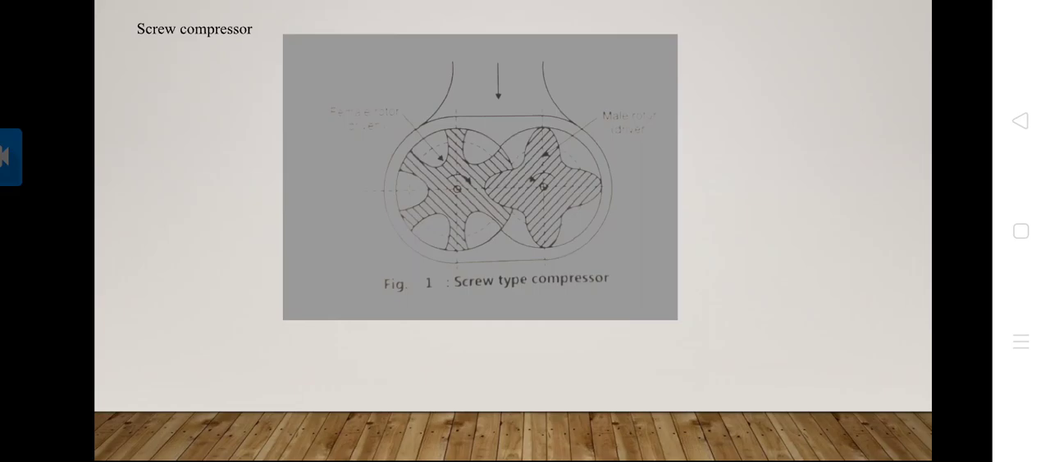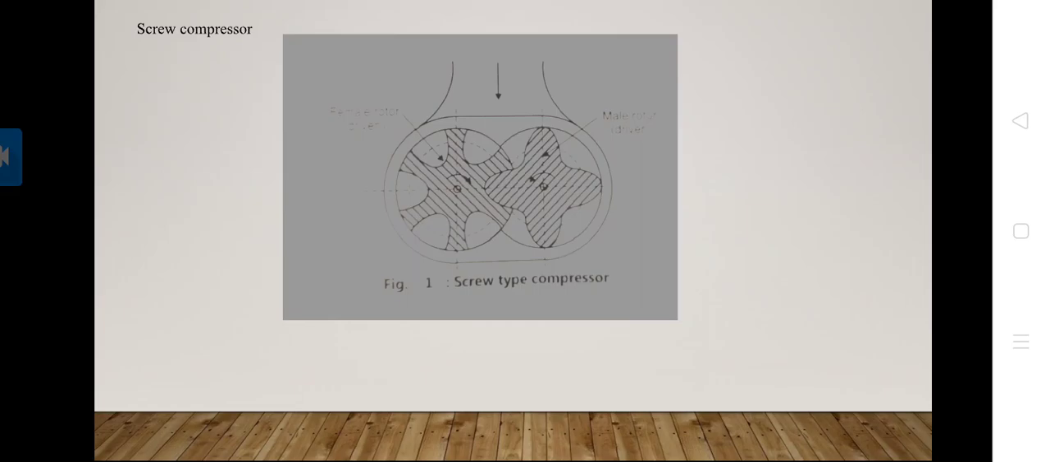Since the air drawn between the lobes is isolated from the suction port, the air so trapped is moved both axially and radially with the rotation of the rotors, and is compressed due to the reduction in volume. When this compressed air is put in communication with the discharge port, the air leaves through the discharge port.